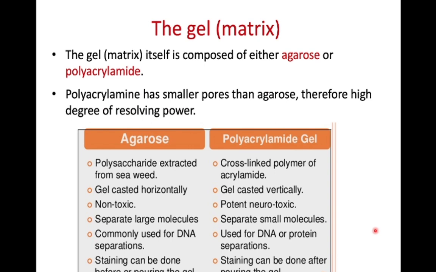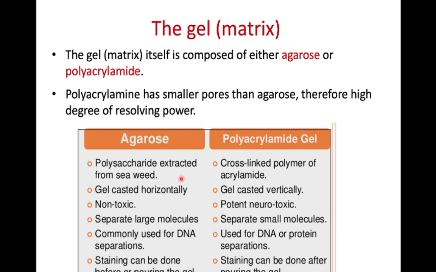For the agarose, we can use agarose for separation of proteins, whilst the polyacrylamide has smaller pores than agarose, and therefore you have a higher degree of resolving power, meaning you get better resolution. So this is a comparison of agarose and polyacrylamide.